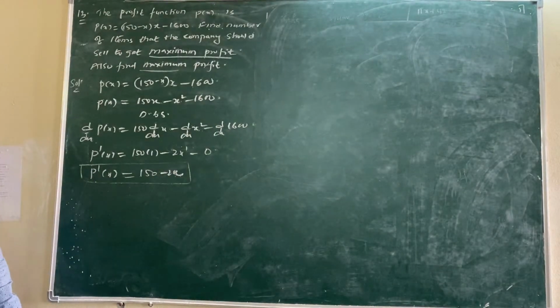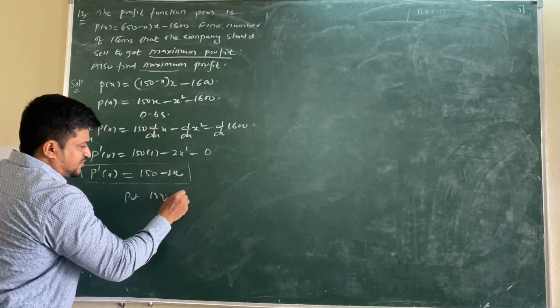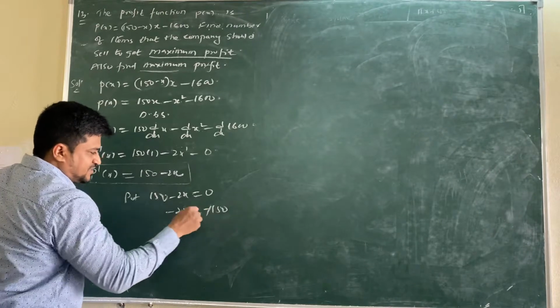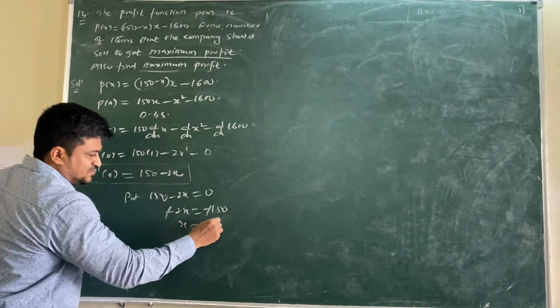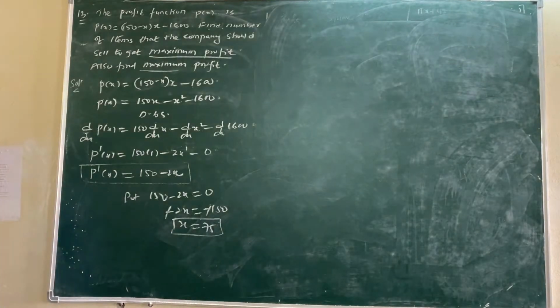Once we got f dash of x, what will we do? Put whatever we got equal to 0. X term on the left side, remaining on the right side. X is equal to 75.